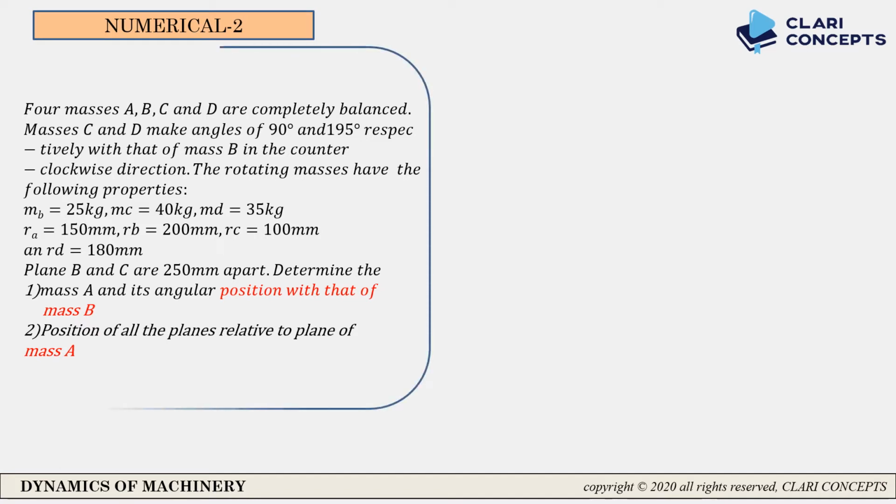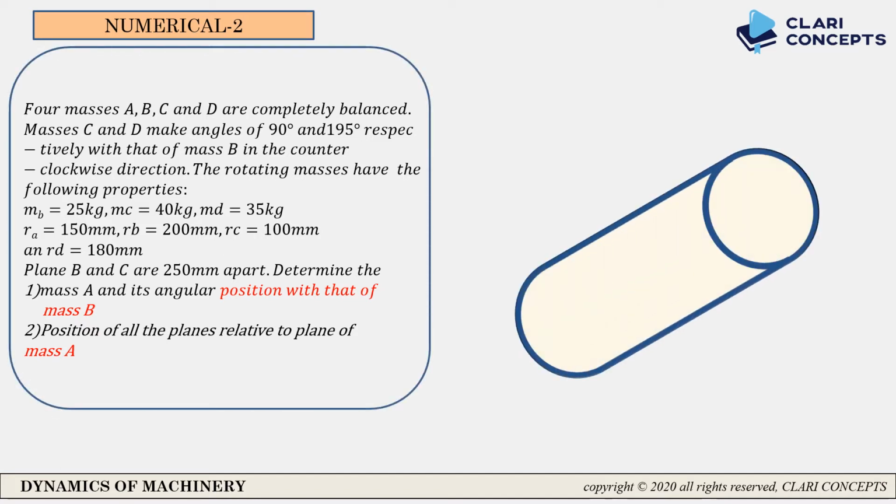So here you can see one diagram. Take one shaft on which there are four planes, named A, B, C and D, in which C and D planes make angles of 90 degrees and 195 degrees respectively with mass B. It means mass B is at 0 degree.